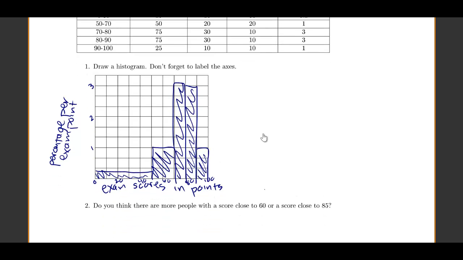So now I can ask you questions like, do you think there are more people with a score close to 60 or a score close to 85? And now all we have to do is look at this graph. So a score close to 60, that would be somewhere about here. A score close to 85 would be somewhere about here. So which one do you think that there are more people? I would say there are more people that are closer to 85.